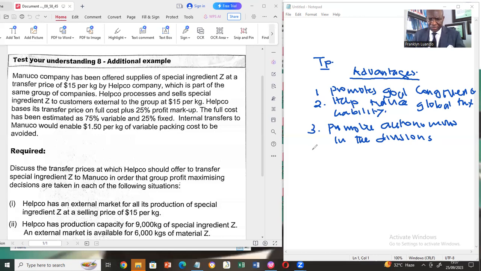Number 4, an ideal transfer price will help performance measurement in the divisions. This will enable both the transferring division and the receiving division to earn their bonuses. So it helps performance measurement.